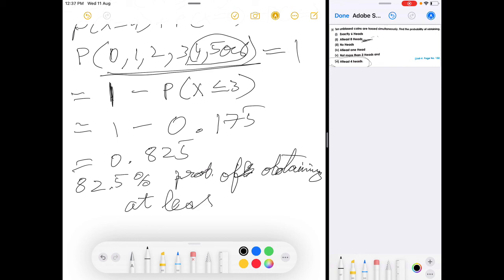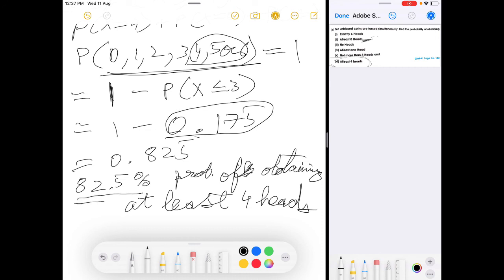So at least 4 heads. If I didn't have this number already with me, 0.175, then I couldn't have calculated this part. But because I have that value, I am able to calculate the 82.5% probability of getting 4 or more heads. So with this we have answered all the questions in the exam question. Alright.